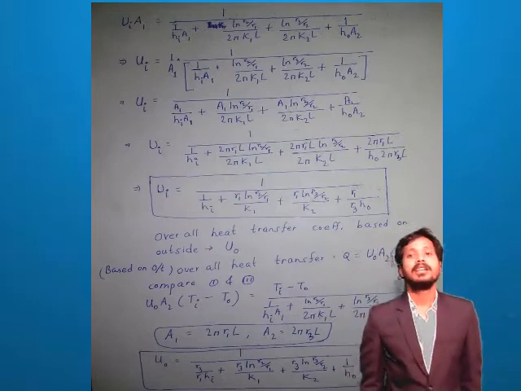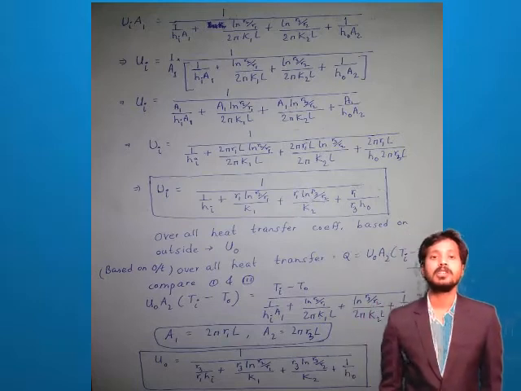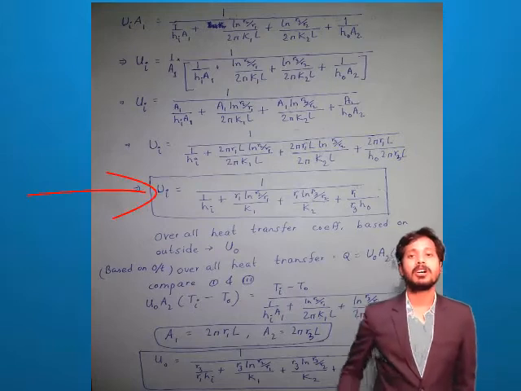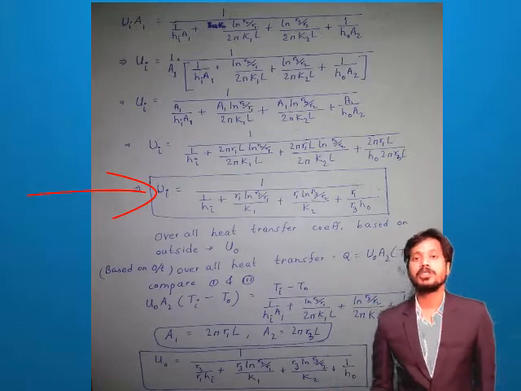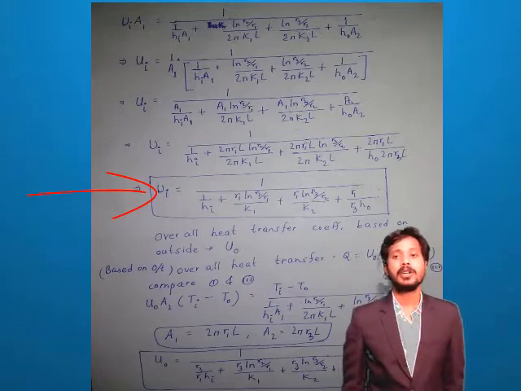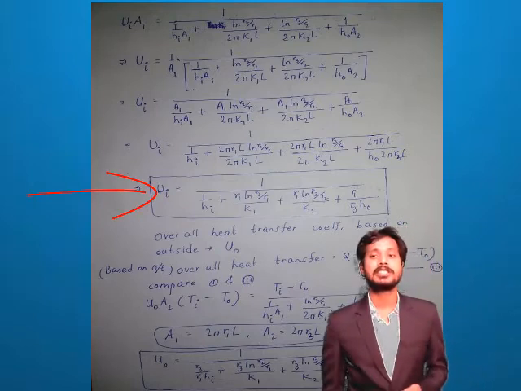So finally, after cancellation of all the terms, we get 1 by Ui equals 1 by hi plus r1 into ln of r2 by r1 by 2 k1 plus r1 into ln of r3 by r2 by k2 plus r1 by r3 into h naught. So this is the value of overall heat transfer coefficient based on inside.